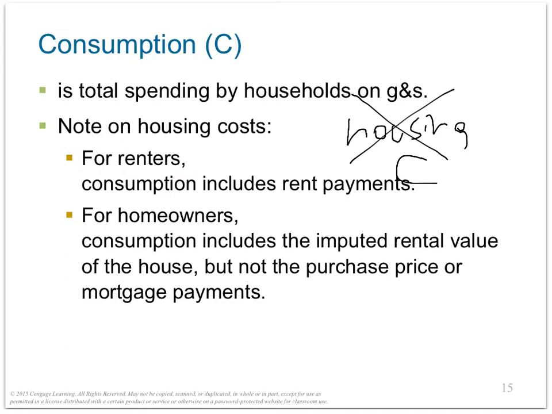The only exception is housing. Note that for housing costs, for renters, consumption includes rent payments. For homeowners, consumption includes the imputed rental value of the house, not the value of the house itself. Imputed rental value. So the rent payment is consumption. Or if you are a homeowner, the imputed rental value of the house is consumption, but not the purchase price or mortgage payments.